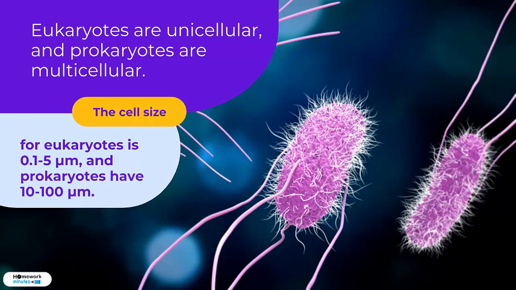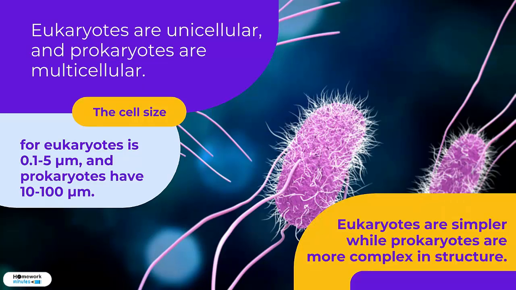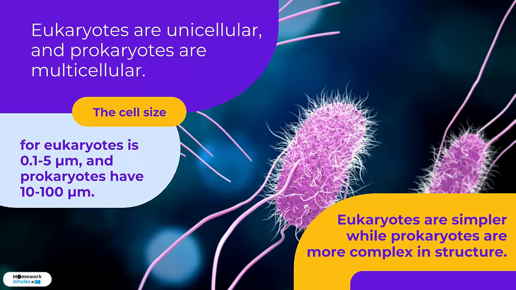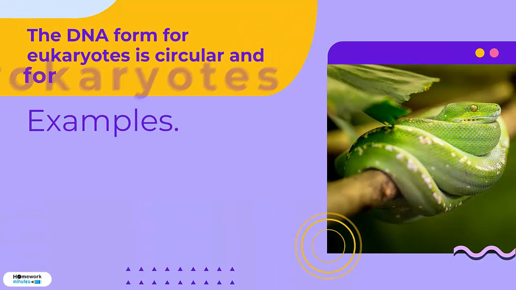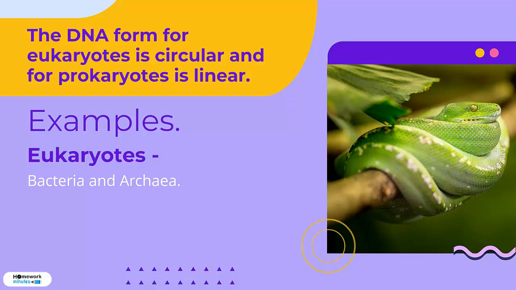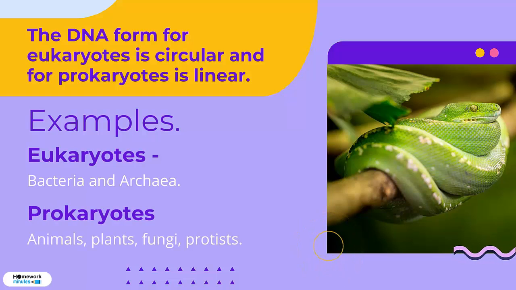The size for eukaryotes is 0.1 to 514 m, and prokaryotes have 10 to 114 m. Eukaryotes are simpler, while prokaryotes are more complex in structure. The DNA form for eukaryotes is circular, and for prokaryotes is linear. Eukaryotes bacteria and archaea. Prokaryotes animals, plants, fungi, protists.